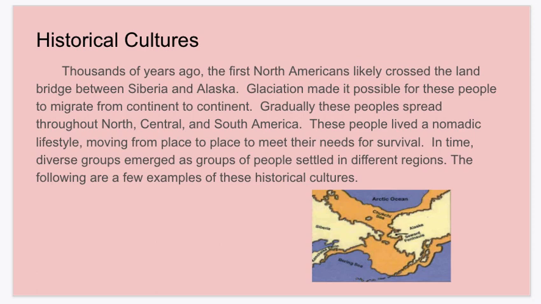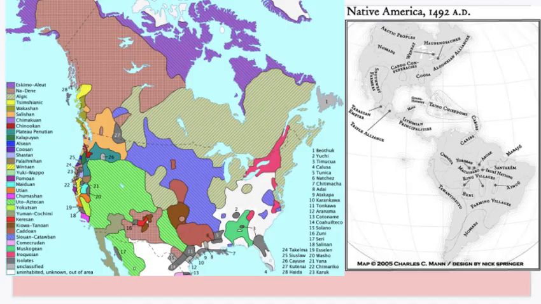These people lived a nomadic lifestyle, moving from place to place to meet their needs for survival. In time, diverse groups emerged as groups of people settled in different regions. The following are a few examples of these historical cultures. On this screen, you'll see 2 maps. On the left, we're focused on the lower 48 states here and Canada. And on the right, we see all of North America, Central America, and South America.